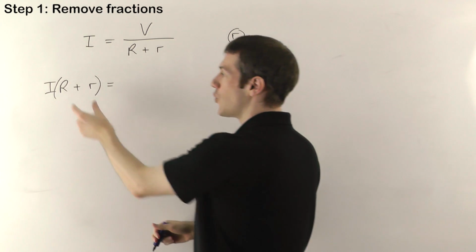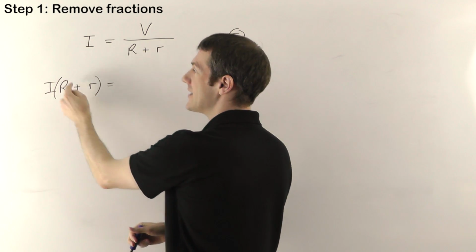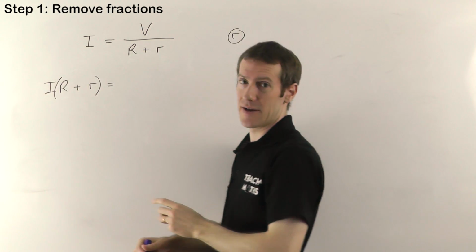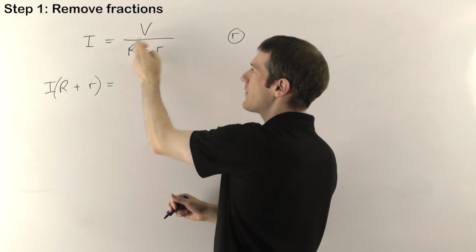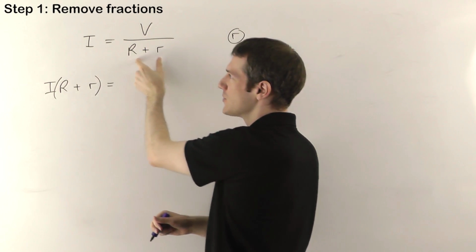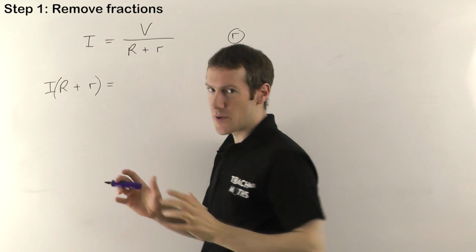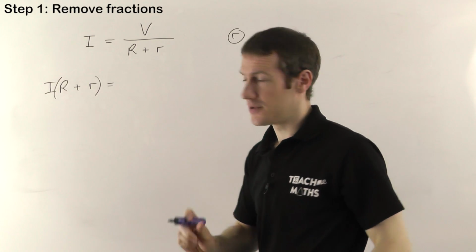That makes it clear that all of this, the R plus the r, is now next to the I and is multiplying the I. So whenever you have a mixture of things on the bottom and you multiply them next to something else, always put them in brackets. It will save you a lot of trouble.